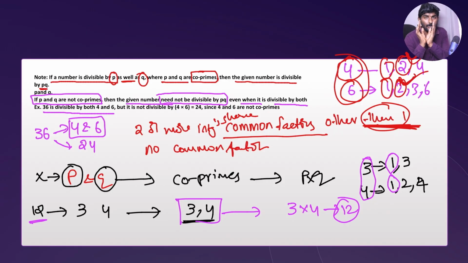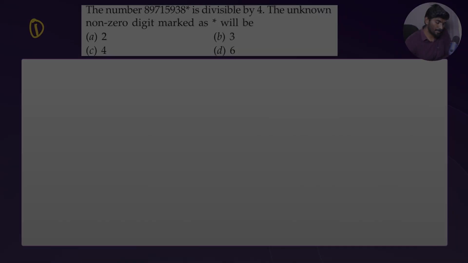Co-primes means when two numbers come into contact, when we are treating two numbers in the same scenario, if they have a common factor other than 1, then it is not co-prime. You should have only one common factor, that is 1, then only it is called co-prime. Otherwise, it is never called co-prime.